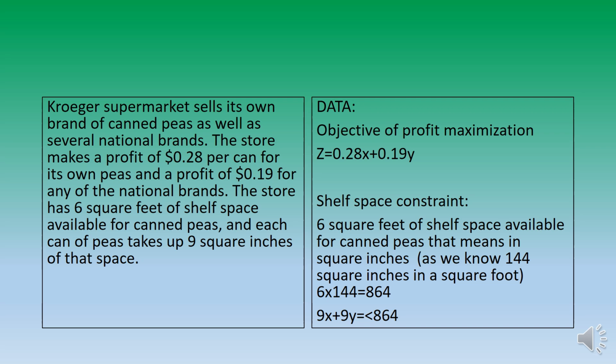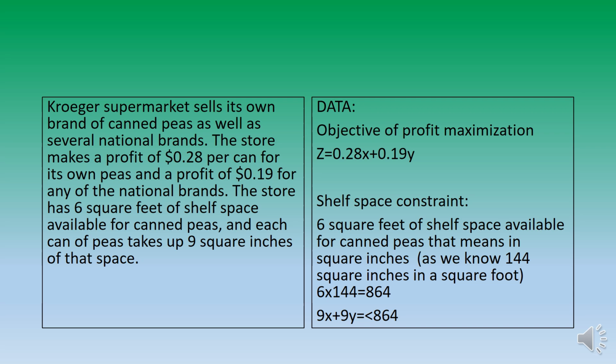So there's a chance that we will have to find the profit maximization. So you see, the objective function of profit maximization is there. The objective of profit maximization is 0.28 for the private label, for its own brand Kroger, and 0.19 for the national brand.